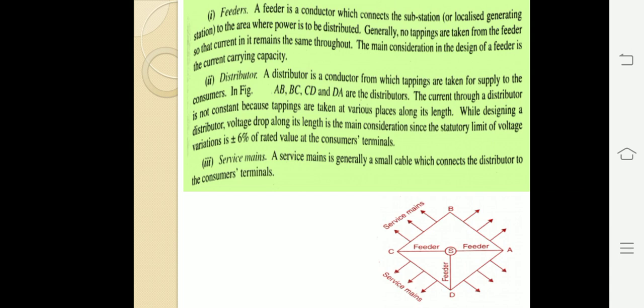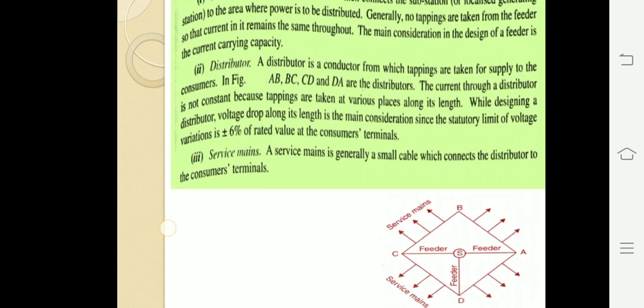The current through a distributor is not constant because tappings are taken at various places along its length. So the current is not the same. In the feeder the current is the same throughout, but in the distributor there is a difference in current. While designing a distributor, voltage drop along its length is the main consideration, since the statutory limit of the voltage variation is plus or minus 6% of rated value at the consumer's terminals.